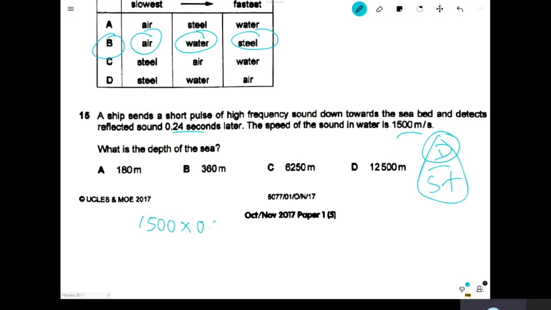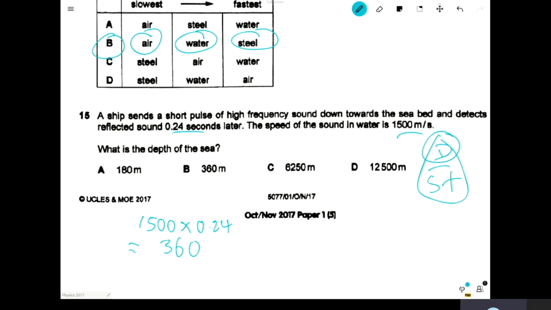Hello? Are you there? Yeah. So we take speed times time. Can you see the speed times time? Hello? It's a bit laggy again, like it's chopping. Laggy. Can you see the 360?